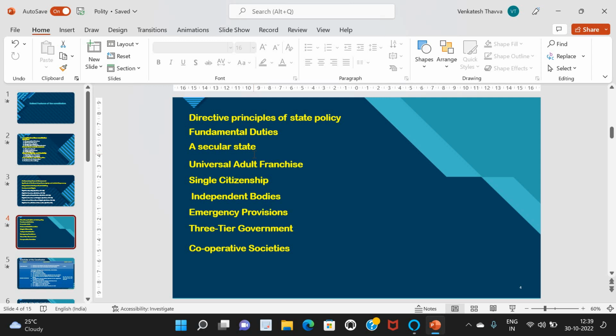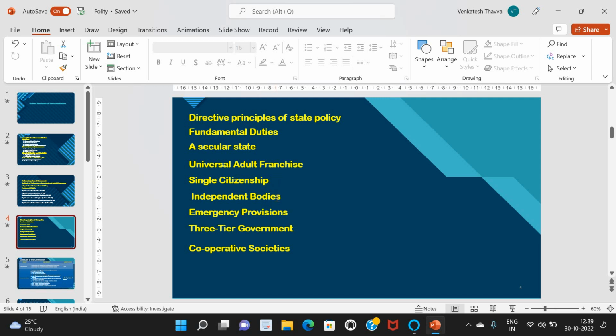Next feature is universal adult franchise. All adults are permitted to vote. Voting age has been reduced from 21 to 18 in the year 1989 through the 61st Constitutional Amendment Act. Next, coming to single citizenship. Though the Indian Constitution is federal with dual polity, it provides for only a single citizenship, that is, the Indian citizenship.